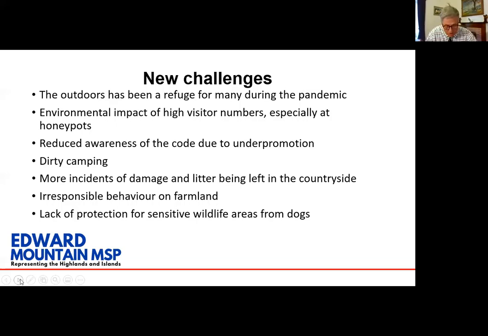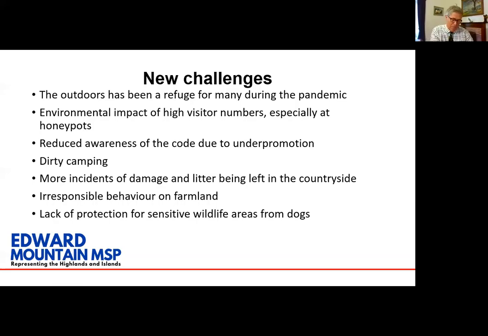We've seen more instances of damage and litter being left in the countryside, and that can be anything from cans to bottles to the grey waste. I'm never quite sure why it's called grey waste, but it's very unpleasant that it's littered around, especially around our lay-bys in the Highlands. And there's irresponsible behaviour on farmland. If you don't believe that, that is why we had to have a bill in the last Parliament to control dogs in the countryside and sheep worrying.